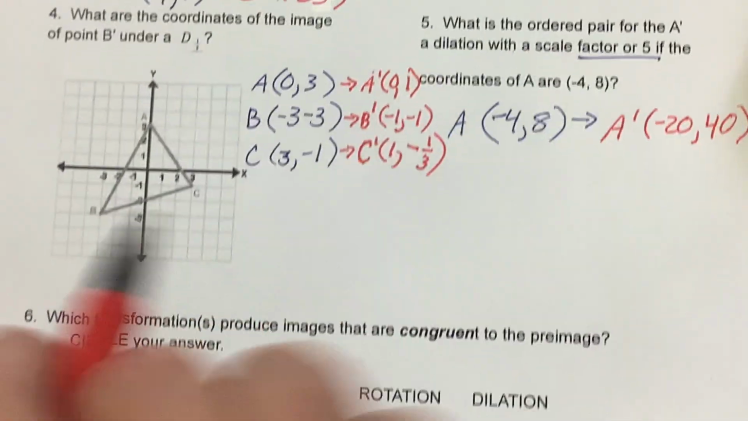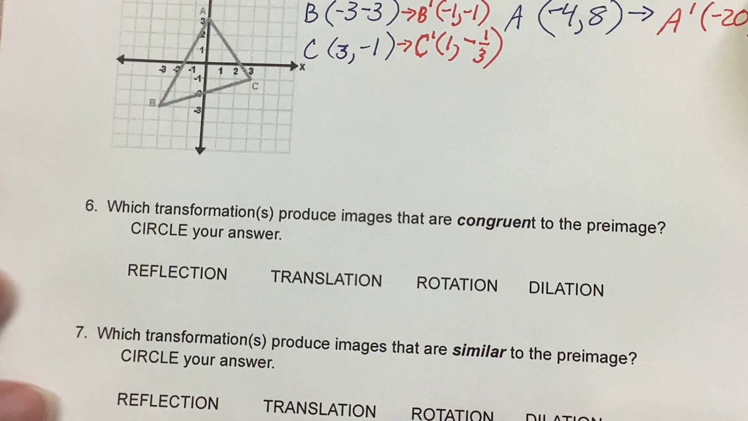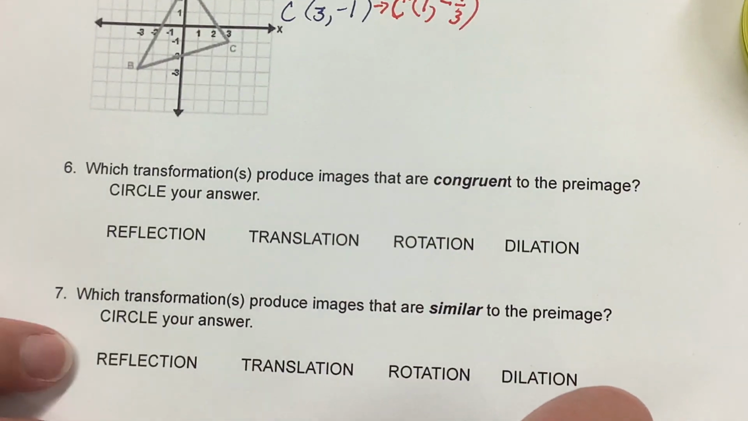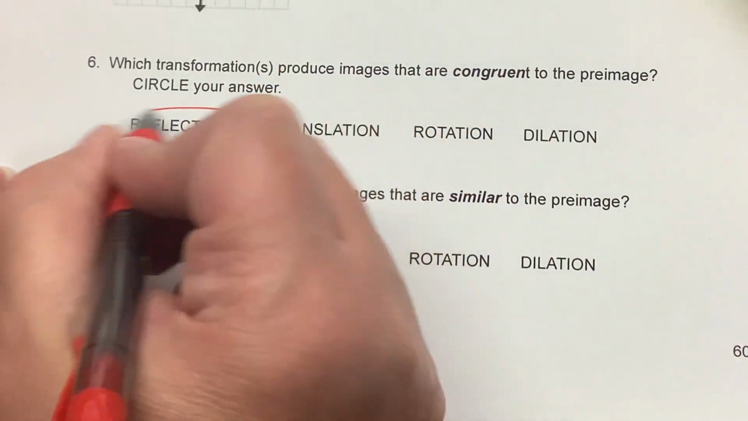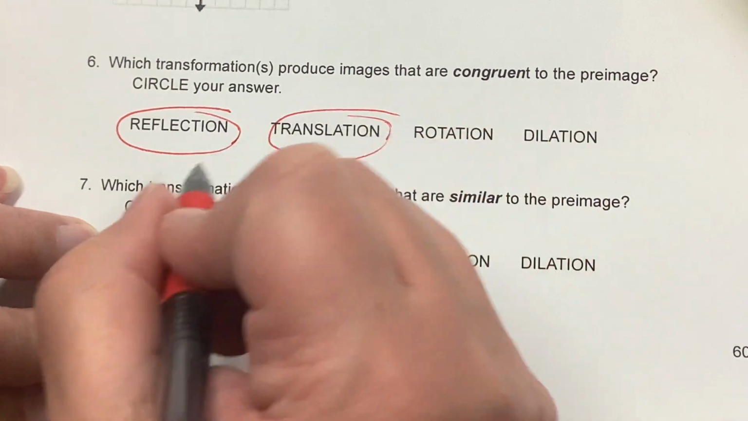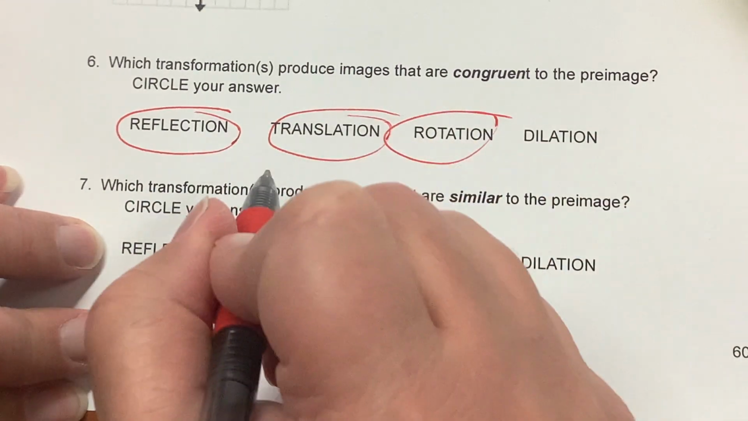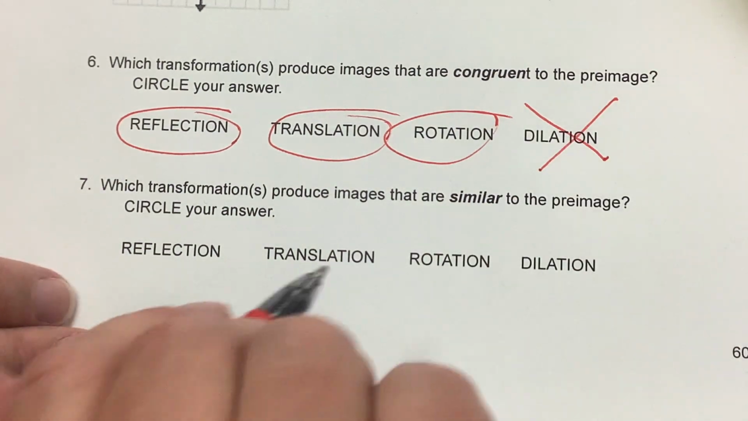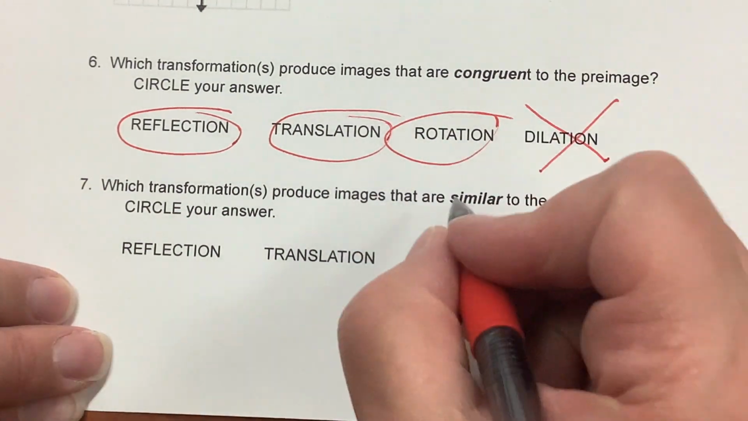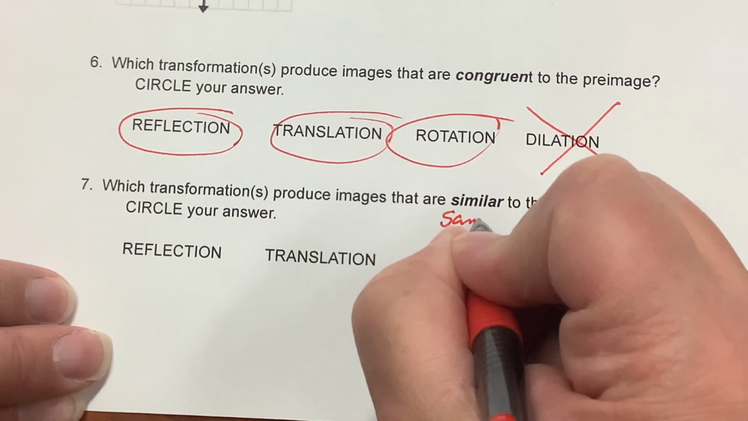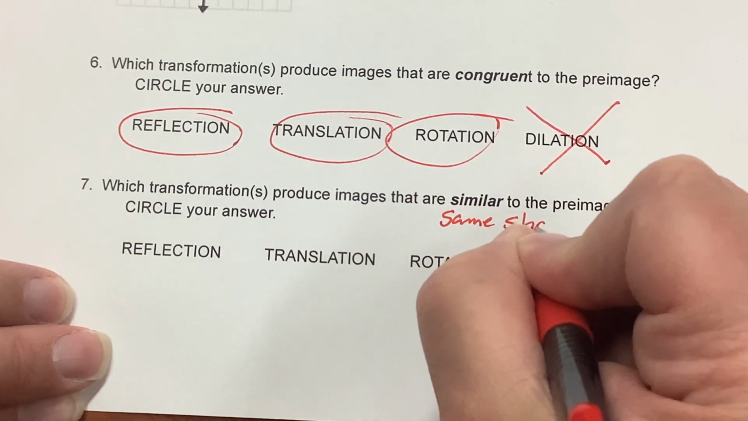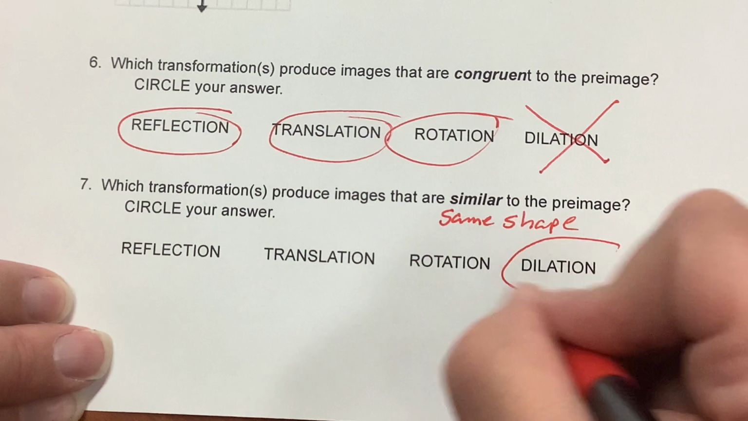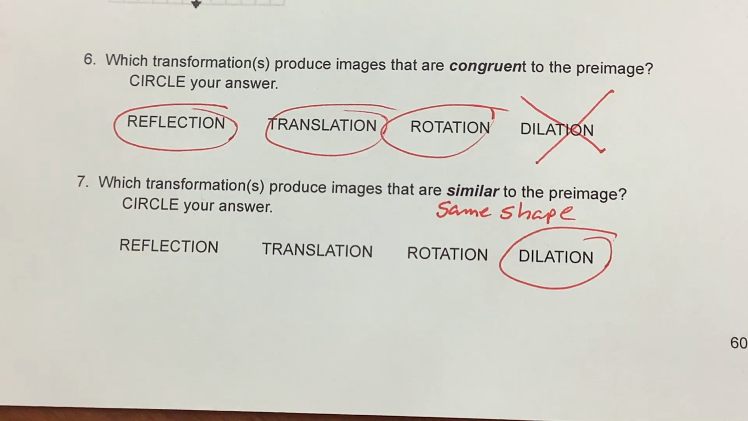Okay? Which transformations are congruent to the pre-image? Congruent means the same size and shape. So a reflection is the same size and shape, a translation is the same size and shape, a rotation is the same size and shape, but not a dilation. Which transformation produces an image similar, same shape as the pre-image? And they want dilation here. Even though all of them are similar, they just want dilation.